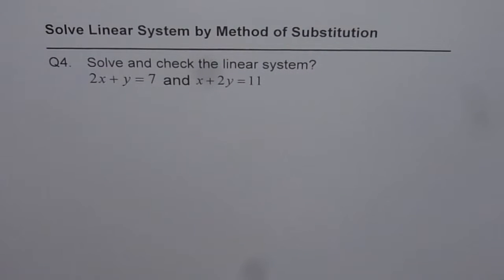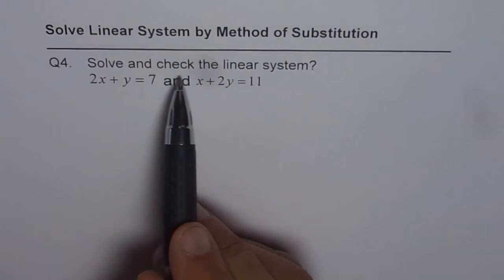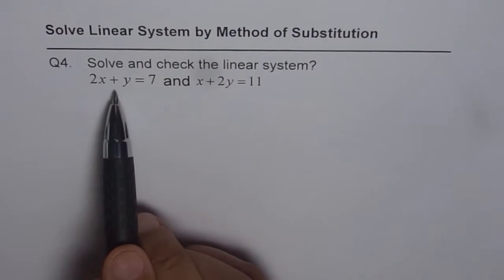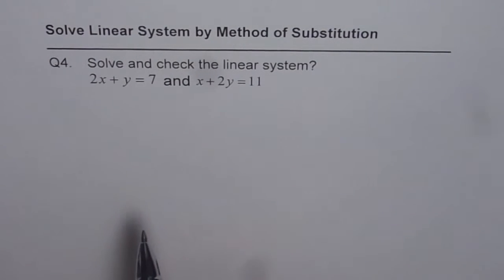Solve linear system by method of substitution. I'm Anil Kumar, and now with the help of this example we'll explore how to use method of substitution to solve a linear system. Question number 4 is solve and check the linear system 2x plus y equals 7 and x plus 2y equals 11.